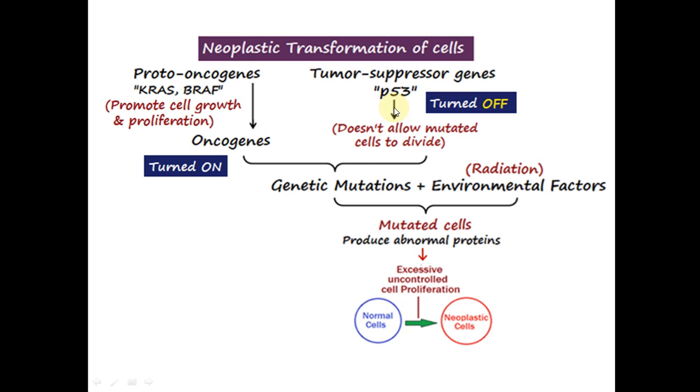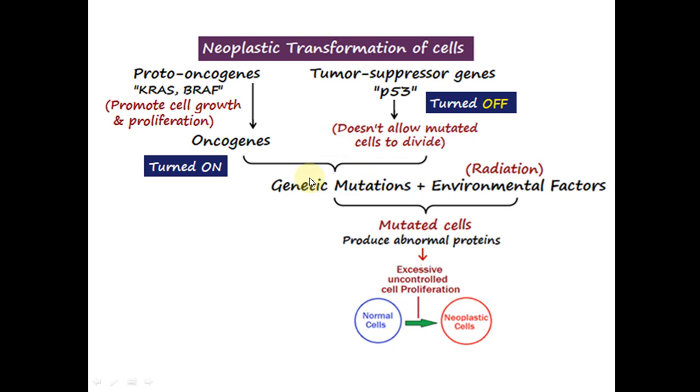But if these tumor suppressor genes are mutated, they lose their ability to prevent proliferation of the cells with damaged DNA, and as a result, cells with damaged or mutated DNA continue to proliferate. If the cells with damaged DNA are allowed to proliferate, the result will be a tumor or neoplastic transformation.